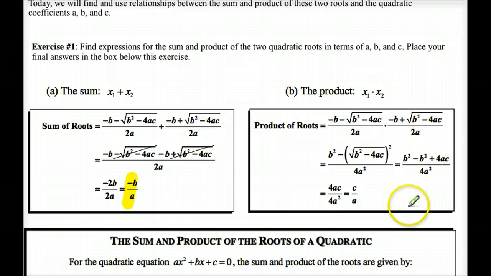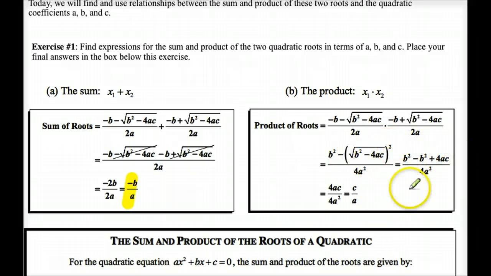If I work the product out, I will end up with multiplying everything. Multiply across, multiply at the bottom. 2 times 2 is 4. A times a is a squared. You multiply the top, you're left with this, b squared minus the square root of b squared minus 4ac, squared.